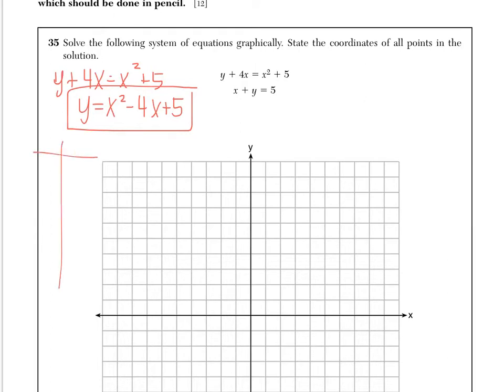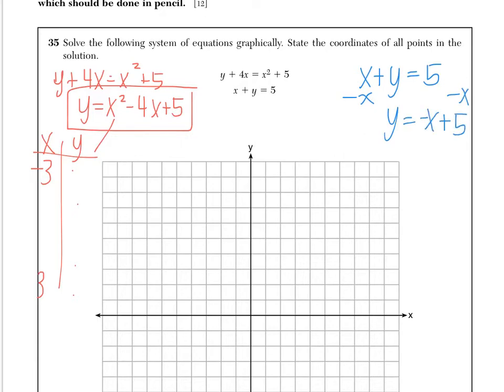If you need to make a table so that it's easier for yourself, then go from -3 all the way up to +3. Write those coordinates down here and then plot them. You're also going to need to get the second equation into y equals. x plus y equals 5. Subtract x, so now we have y equals -x plus 5.